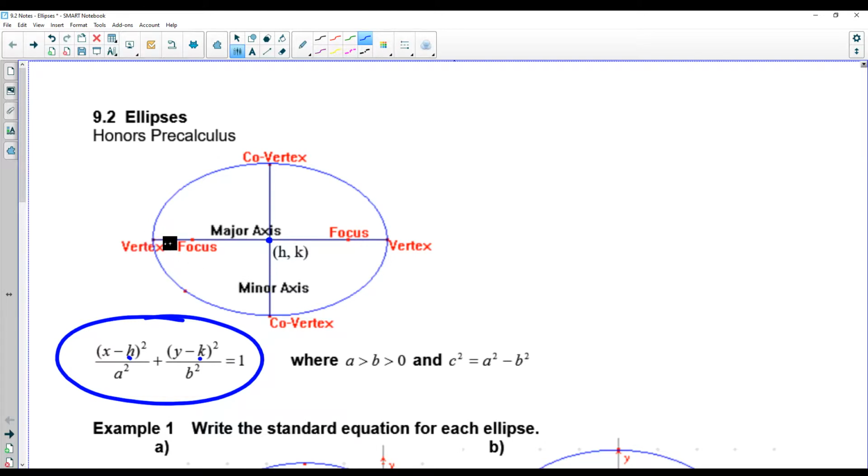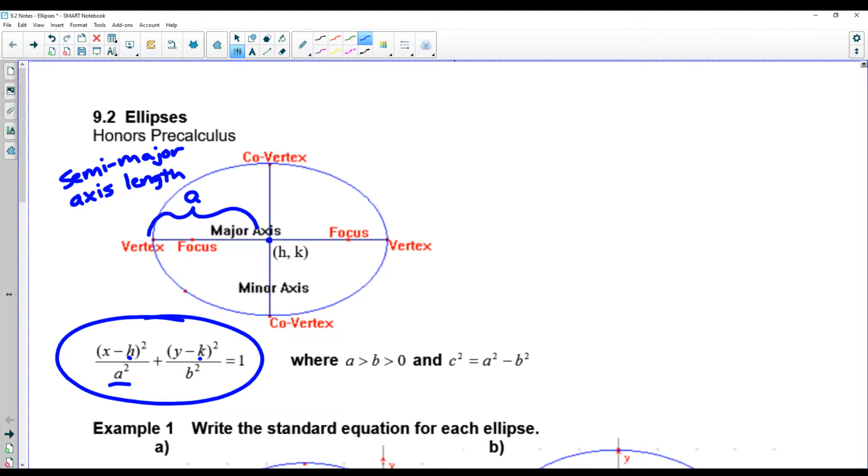From the vertex to the center, that is our A value, which will come from the larger number on the bottom of the equation. So if the larger number is, say, 36, then A is 6. And A is the distance from the vertex to the center, and that is called the semi-major axis length. You need to write that one down. You're going to need it.